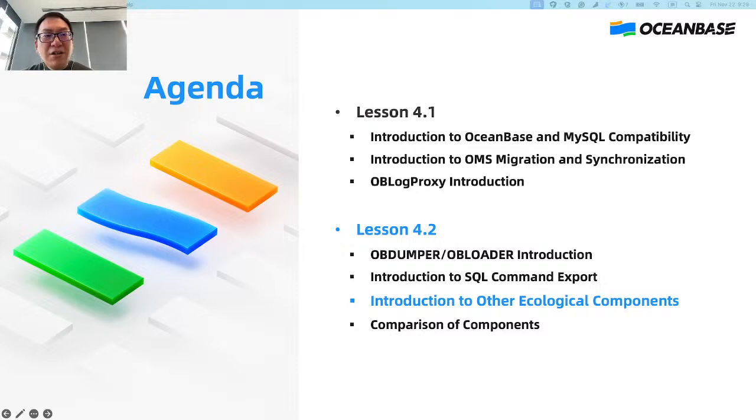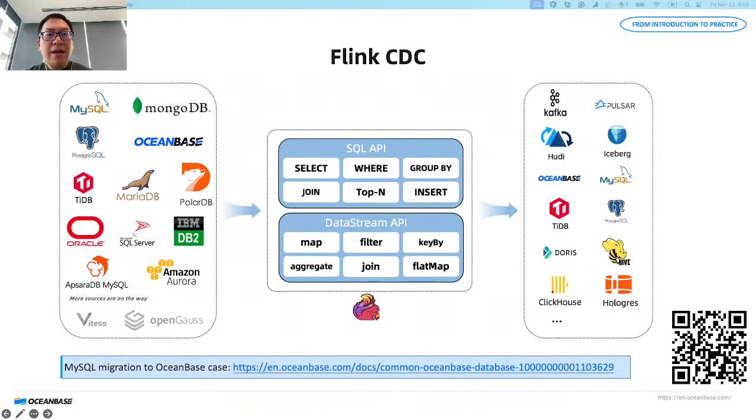Next, let's introduce other ecological components. First, let's introduce Flink CDC. Flink CDC is a source connector of Apache Flink. It supports real-time reading of the historical and incremental data from most databases, and then synchronizes the data to the target end through Flink. Flink also provides some SQL APIs and data stream APIs.